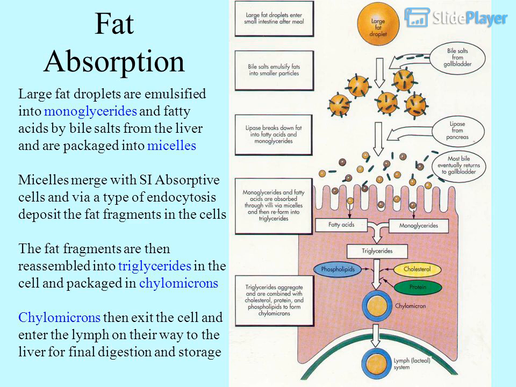Fat absorption. Large fat droplets are emulsified into monoglycerides and fatty acids by bile salts from the liver, and are packaged into micelles. Micelles merge with small intestine absorptive cells and, via a type of endocytosis, deposit the fat fragments in the cells. The fat fragments are then reassembled into triglycerides in the cell and packaged in chylomicrons. Chylomicrons then exit the cell and enter the lymph on their way to the liver for final digestion and storage.